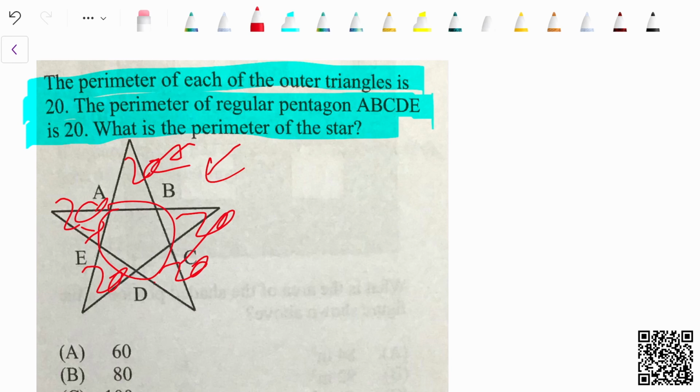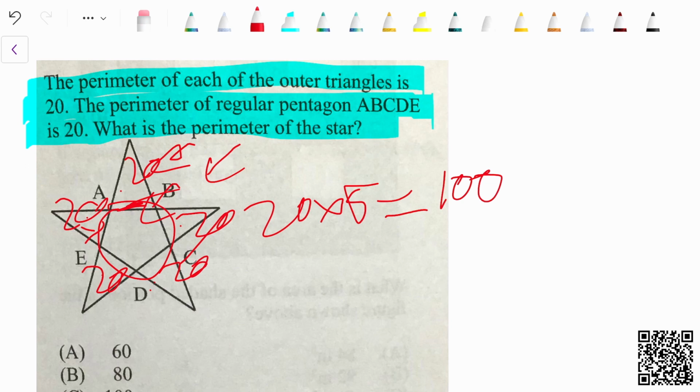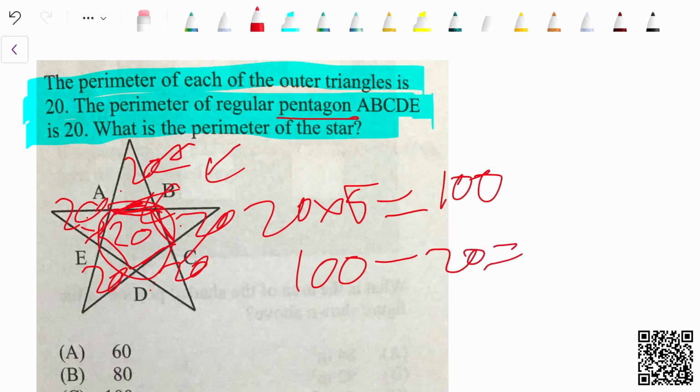So, how many 20s do we have here? 1, 2, 3, 4, 5. We've got 5 20s of the outer triangles, which actually, these lines make up the middle one. So, cool thing. So, 20 multiplied by 5 equals 100. And you know that the middle pentagon is also 20, so we've got to get rid of these lines, which make up the middle pentagon. So 100 subtract 20 is 80. And so the correct answer is 80.